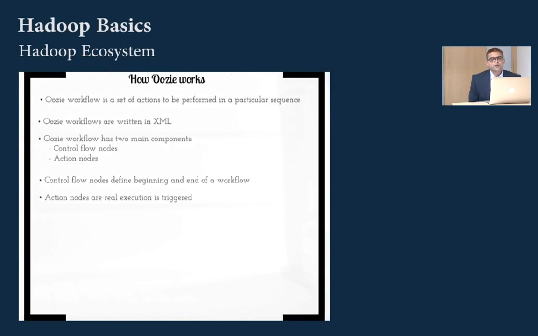An Oozie workflow is a set of actions to be performed in a particular sequence. Oozie workflows are written in XML and have 2 types of nodes, control flow nodes and action nodes. Control flow nodes define the beginning and end of a workflow, and action nodes is where the real execution happens.